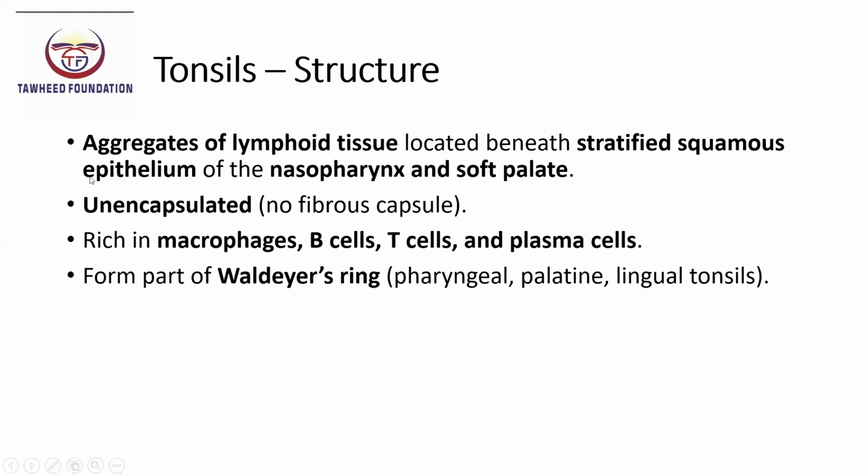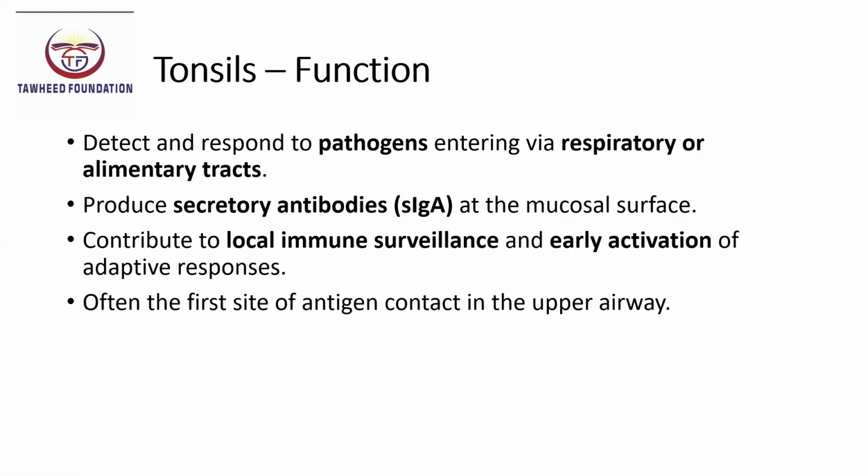So tonsils are aggregates of lymphoid tissue located beneath stratified squamous epithelium of the nasopharynx and soft palate. It is unencapsulated, that means no fibrous capsule is present. It is rich in macrophages, B cells, T cells, and plasma cells. It forms part of Waldeyer's ring, that is pharyngeal, palatine, and lingual tonsils. Function of tonsils.